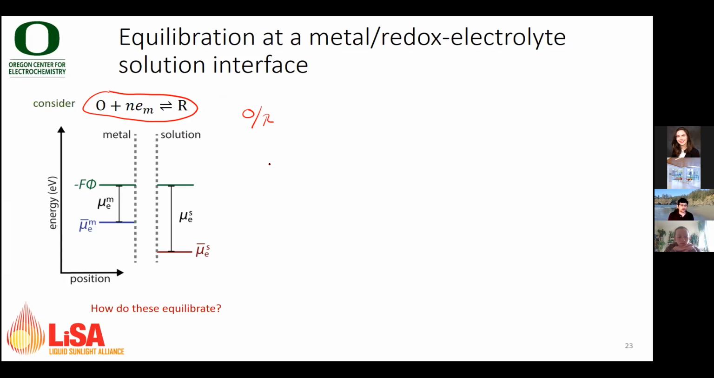Who can give me an idea of what happens here? Let's assume that you have so much O and R that even though you deplete some, the transport is fast enough that you're not actually changing the activities very much. So what happens at this interface?